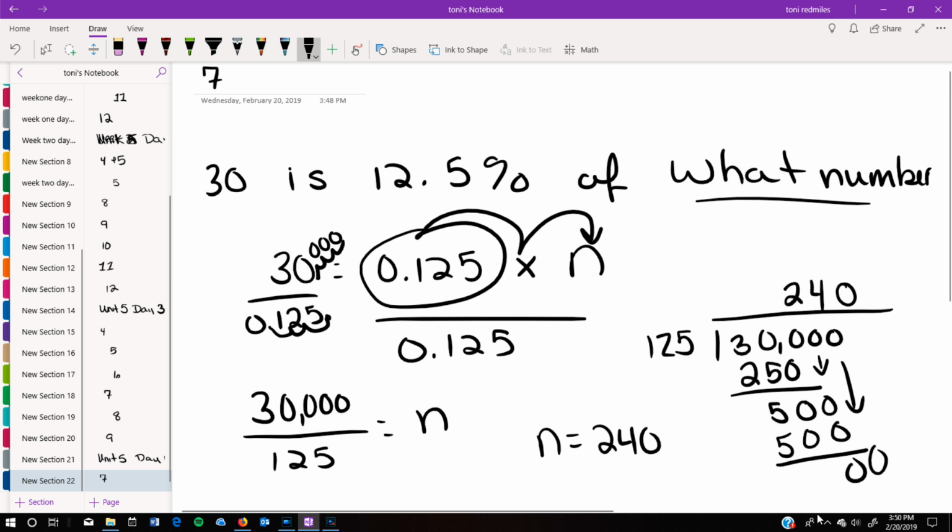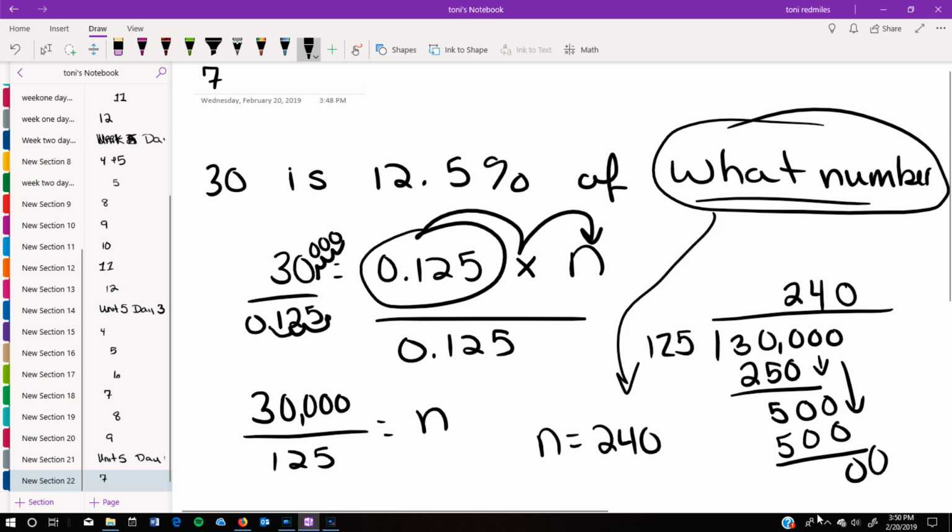Makes sense, kind of, right? So 12.5% of what number equals 30? What number has to be bigger? 240 is bigger, okay?